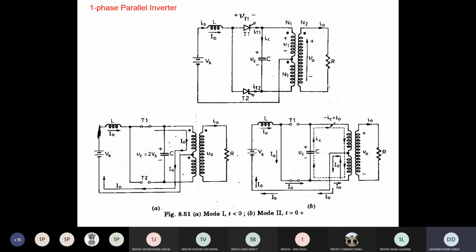Yes? How did the 2 Vs come across the capacitor? See here, we assume that it is a steady state condition.